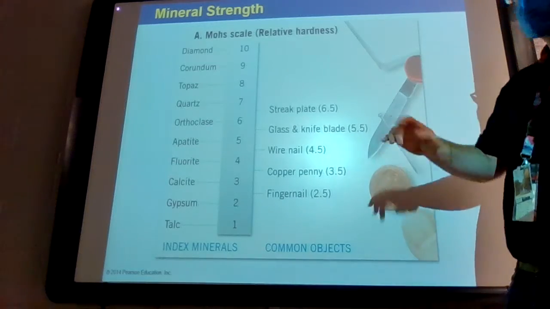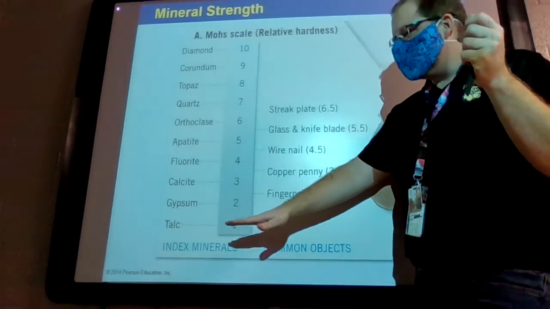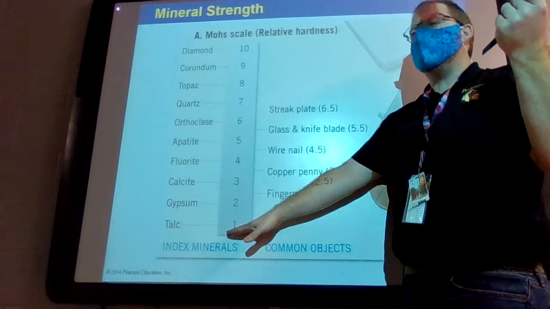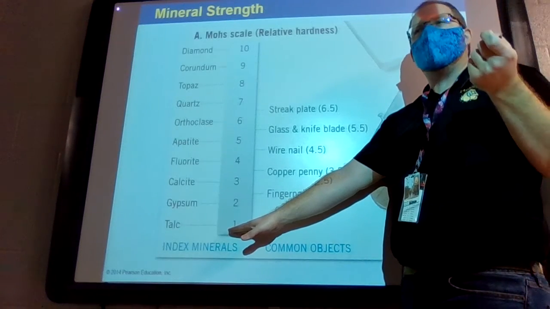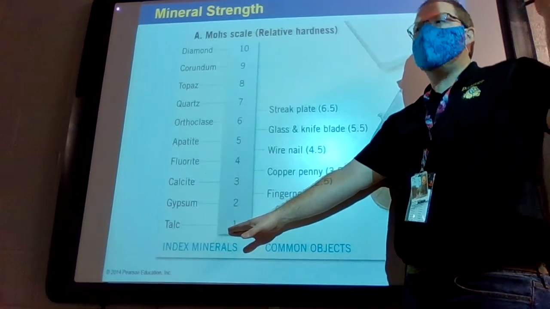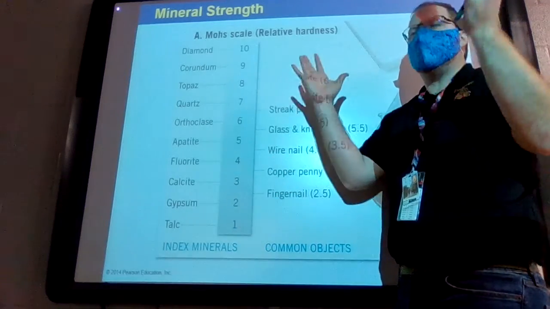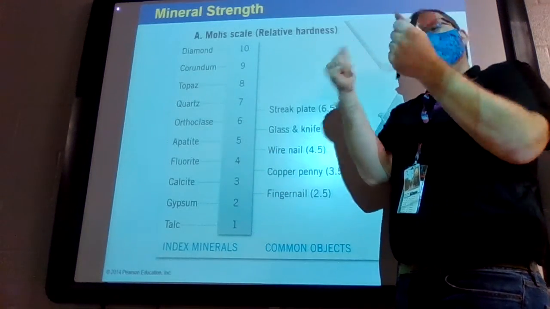Usually you will have to scratch it against other things and get a range. So for example, I'll start at the bottom and work my way up. Talc is the softest one. It's a 1. What do we use talc for? Yeah, talcum powder, baby powder. Because it's literally so soft you can just crush it and it turns into a really soft powder.